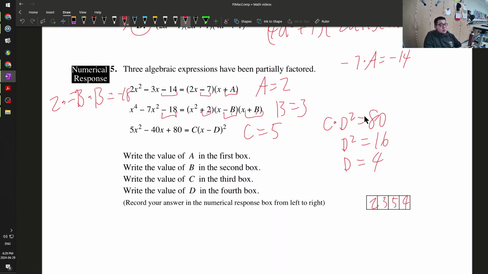Okay? And then if we expand this, I get cx squared minus 2cdx plus cd squared. Okay? So the c must be the 5, and then c times d squared is equal to 80, and I know c is 5 already. Divide both sides by 5. I get d squared is equal to 16, therefore d is equal to 4.